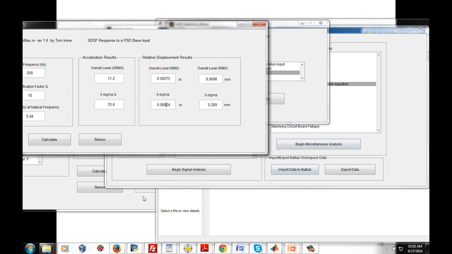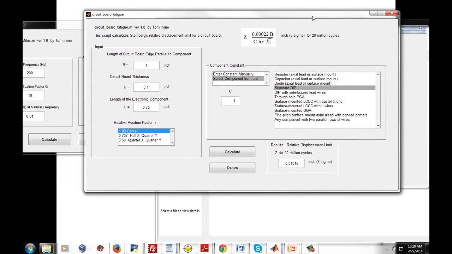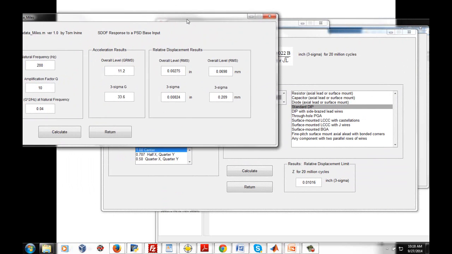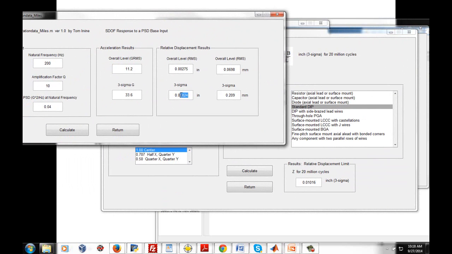So, as you recall, let me see if I can get these 2 dialogues up here. Here is what we expect to happen, 8 thousandths of an inch relative displacement at the center of the circuit board, 3 sigma relative displacement. Here is our not to exceed limit, 10 thousandths of an inch. So this means we are good to go for 20 million cycles. So that's a good piece of news for us.